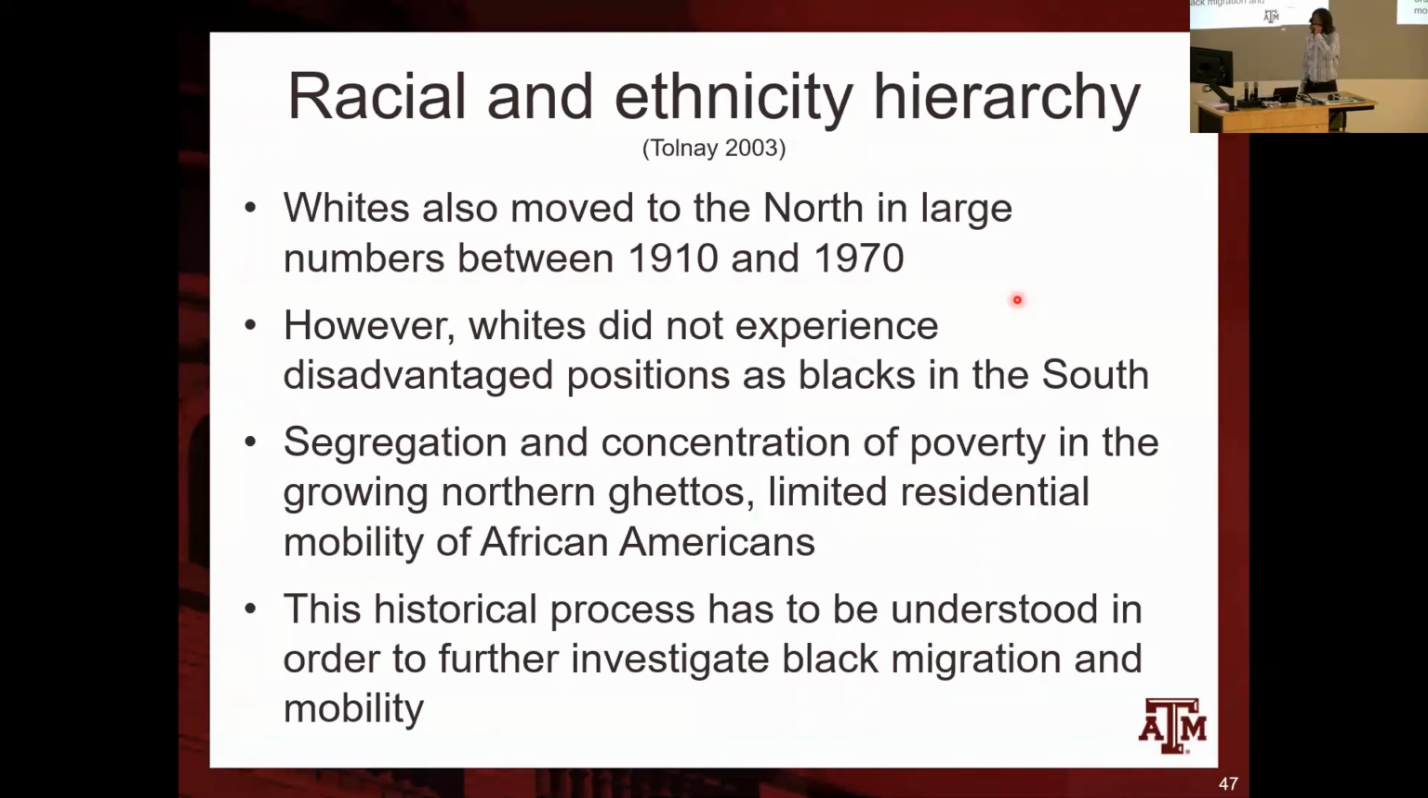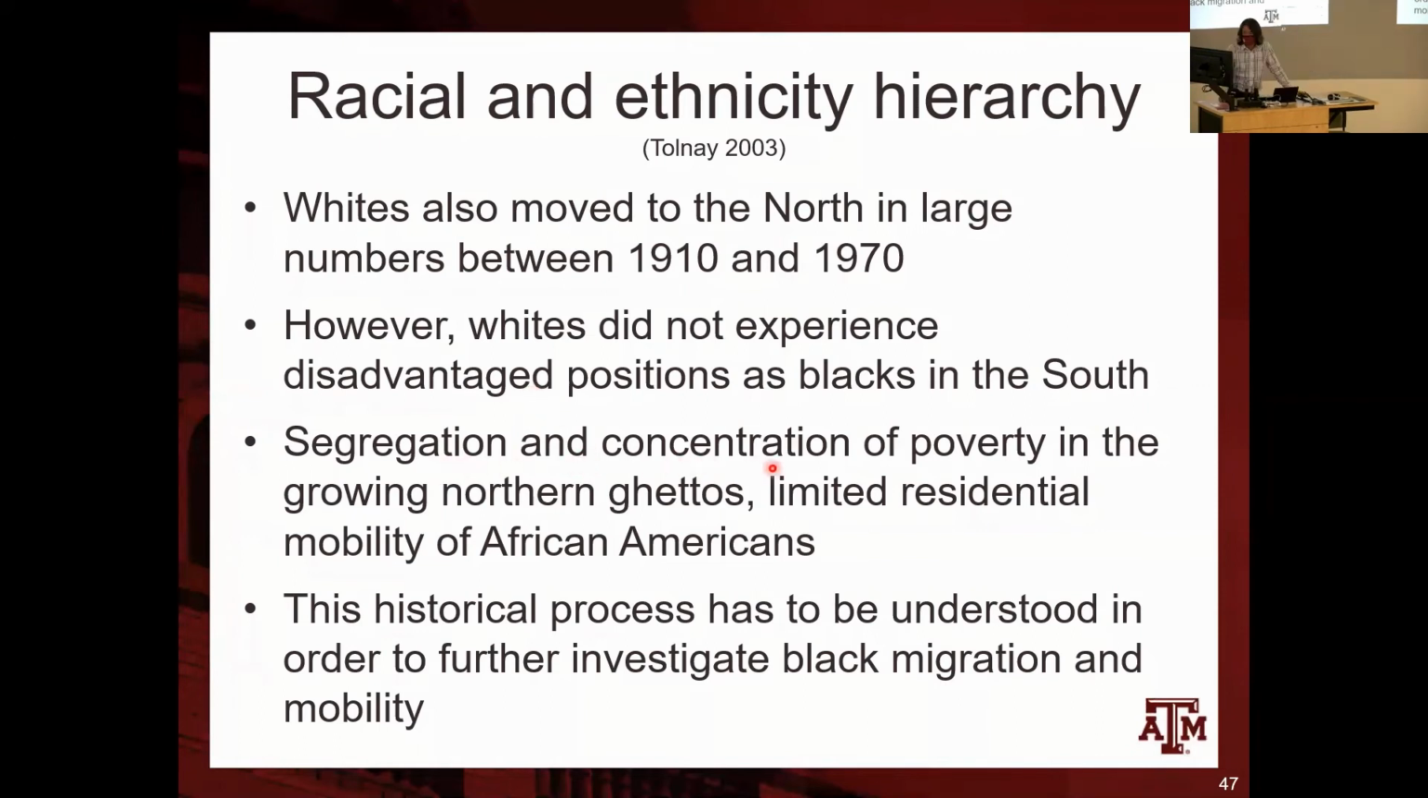But also whites moved to the north in large numbers between 1910 and 1970. However, whites did not experience disadvantaged positions as the African American population experienced in the South. Prejudice, racism, low paying jobs, lower levels of education, segregation, and so on.